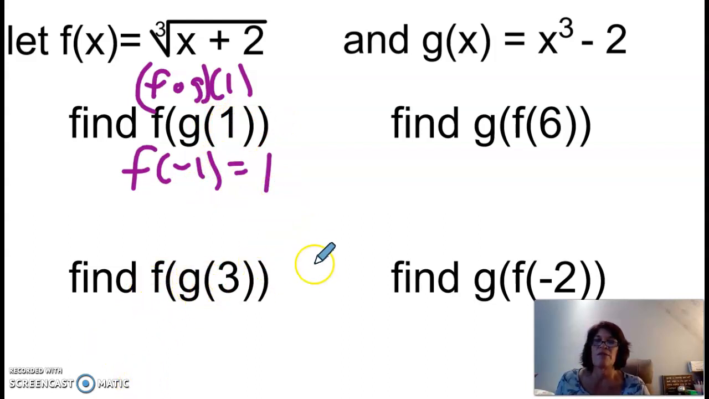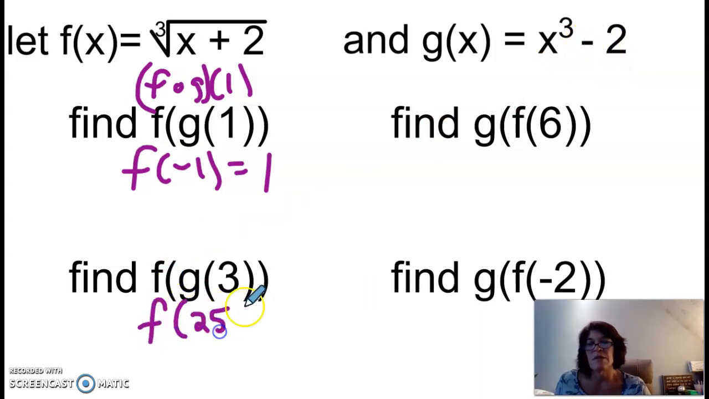Let's try f of g of 3. All right, so I'm going to do g of 3. 3 to the third power is 3 times 3 times 3. That's 27. 27 minus 2 is 25. So I'm going to do f of 25. So 25 plus 2 is 27. The cube root of 27. In other words, what multiplied by itself as a factor 3 times is going to give me 27? That would be 3 times 3 times 3. So f of g of 3 equals 3.